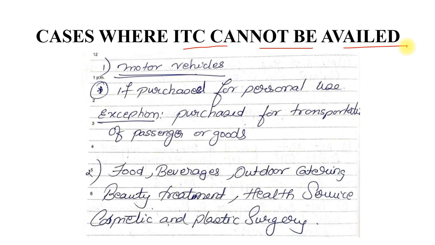Number one, motor vehicle. If purchased for personal use, you cannot avail ITC. ITC is like a set off, a rebate, if you want that ITC part. So if you're purchasing any motor vehicle for personal use, you cannot avail ITC. The exception is purchase for transportation of passengers or goods. If you are purchasing a vehicle for transportation purposes, for passenger transportation or goods transportation, then it is available, because then it becomes commercial.